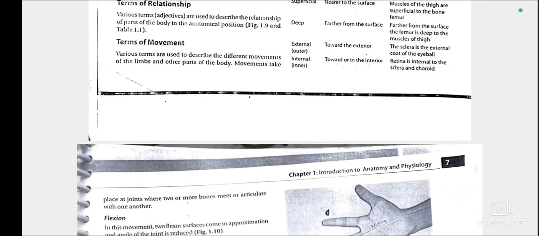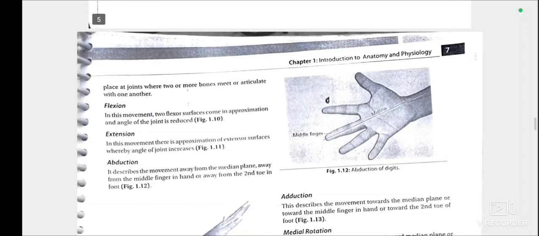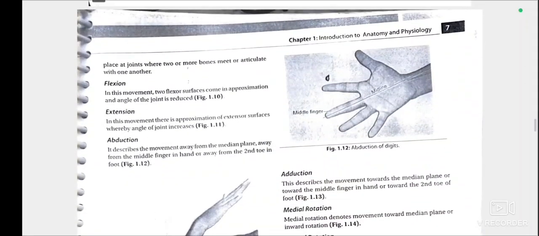Okay, the next topic is terms of movements. Various terms are used to describe the different movements of limbs. Movements can also be of other parts of the body. Movements take place at joints. Movement means body parts are moving. That is at joints, where two or more bones meet to articulate with one another. That is a joint. The first term of movement is flexion.